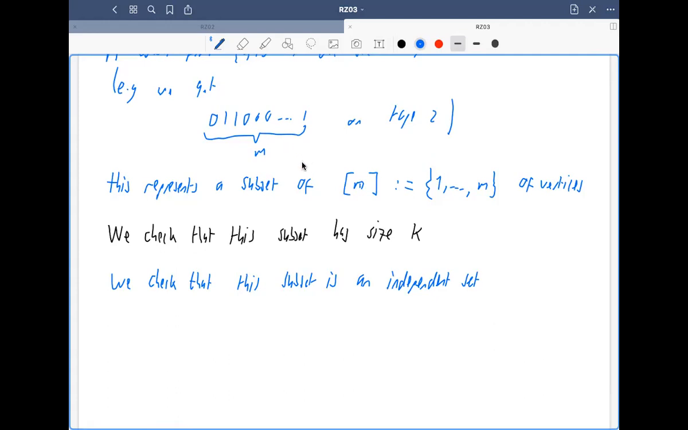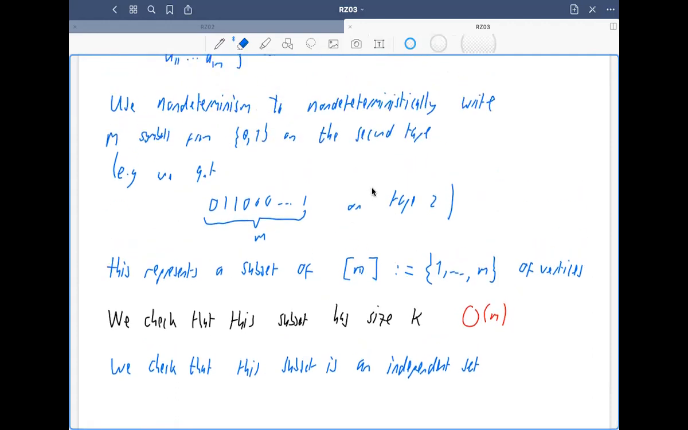So this part takes O of m. This part also takes O of m. So this part here has also taken O of m.